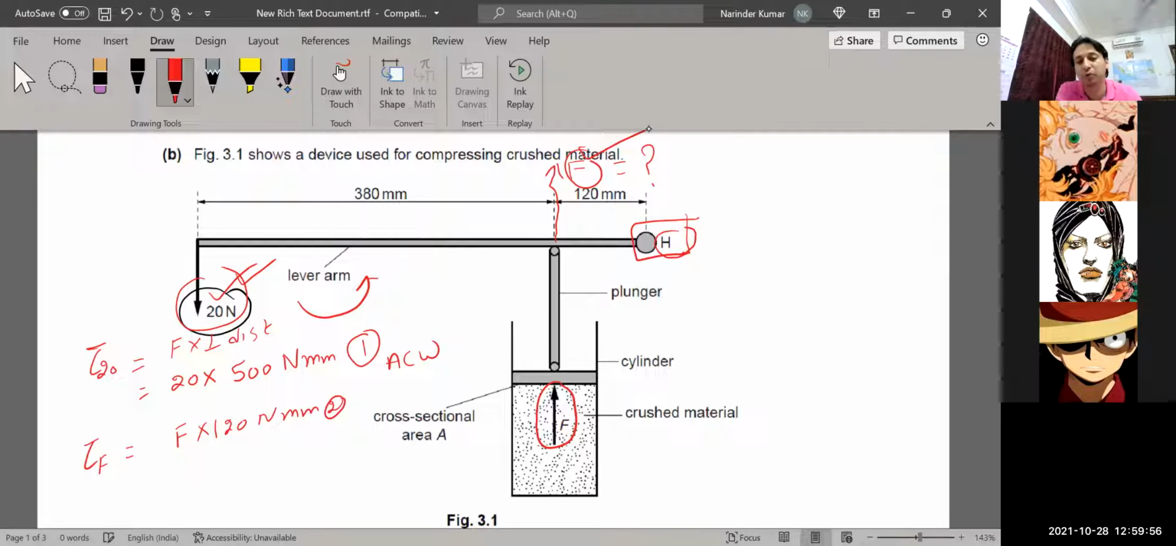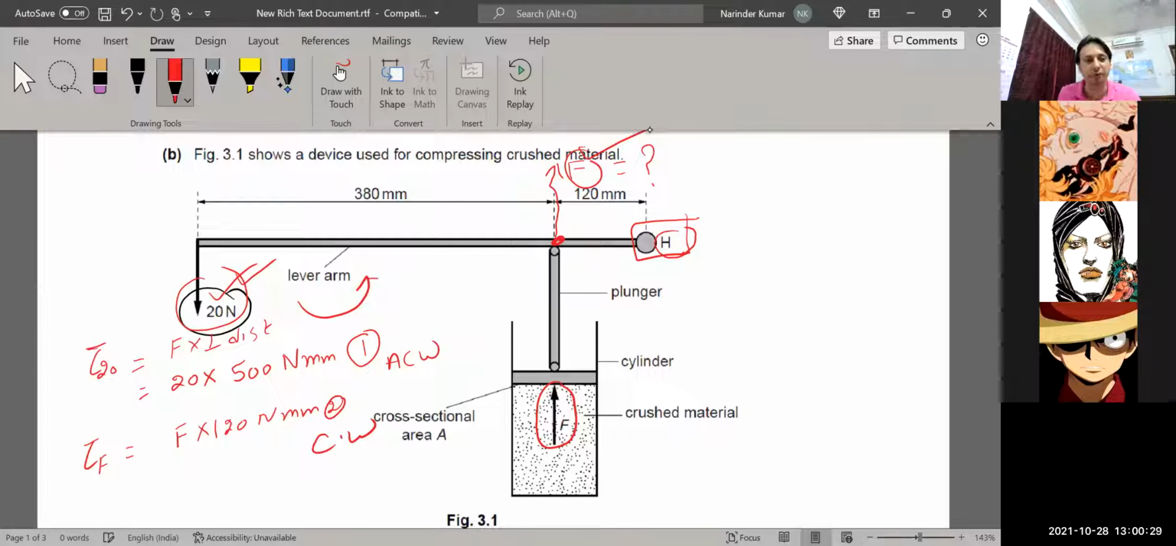And I have to mention here the direction of this moment acting at this point due to the force F. May I know the direction, children? Clockwise or anti-clockwise? That's clockwise, right? It goes up. Yeah, it will be clockwise, children. Okay. So when a force acts here, this lever arm will rotate in the clockwise direction. Oh yeah, it is a clockwise direction.